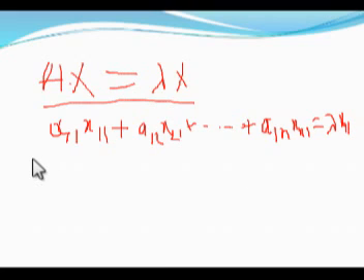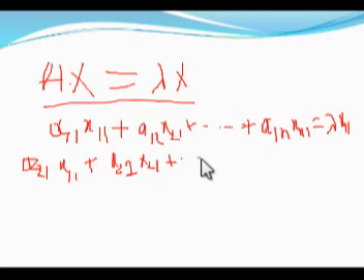The second homogeneous equation we get is a21 x11 plus a22 x21 plus dot dot dot plus a2n xn1.